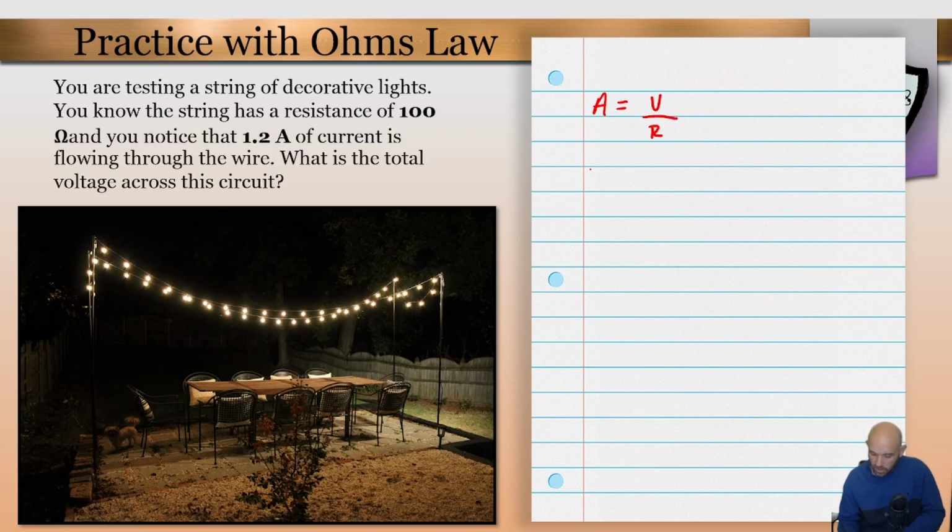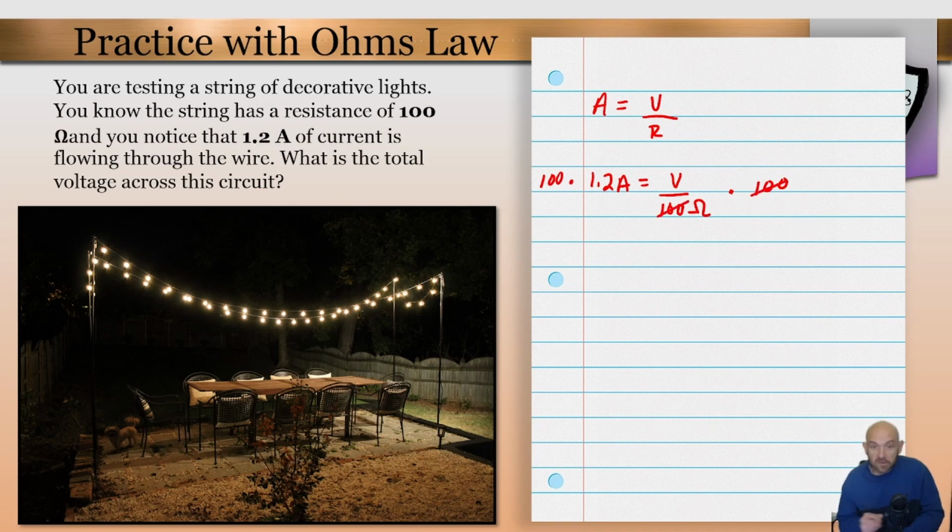And in this case, we know we have 1.2 amps of current flowing into our lights. We are being asked to figure out the supplied voltage to get that power into the lights. And we've been told that the whole circuit has a resistance of 100 ohms. So like we said before, if we remember back to our algebra classes, we solve this type of problem by multiplying both sides by what's in that denominator. So I'm going to multiply both sides by 100.